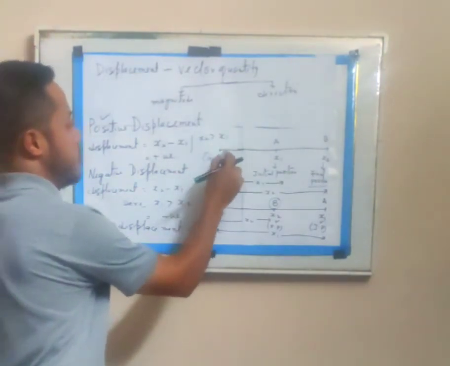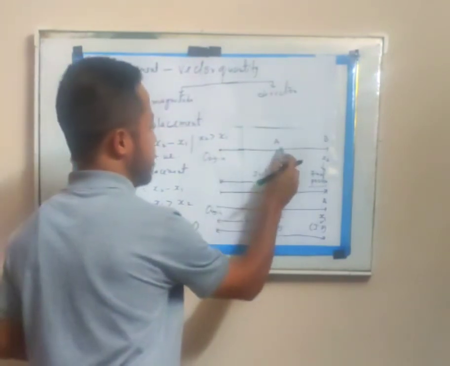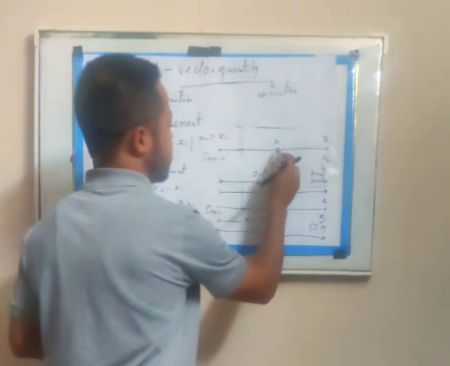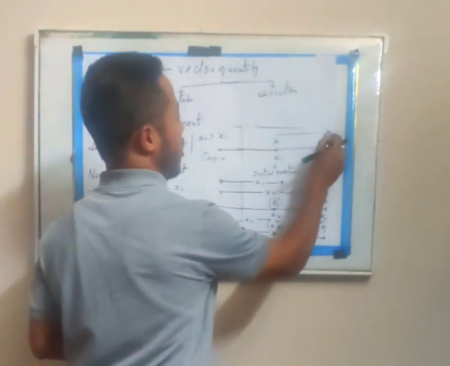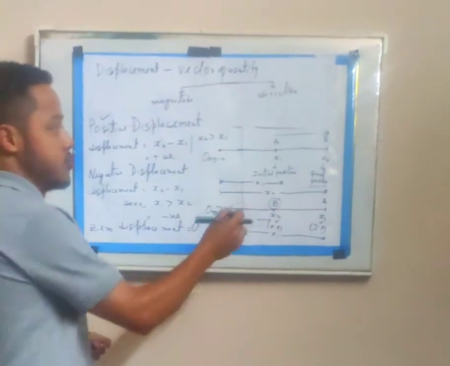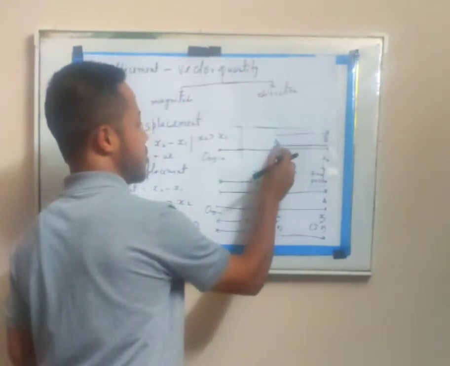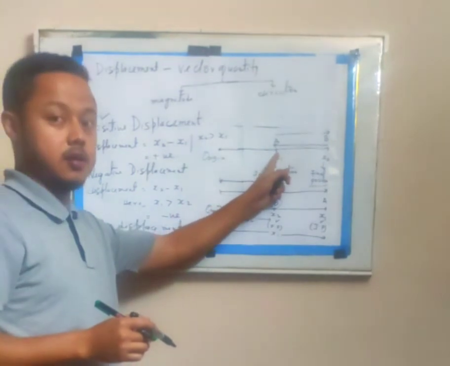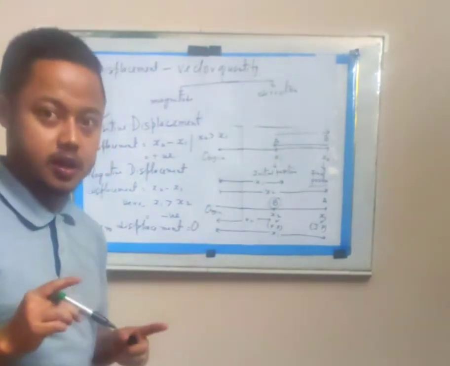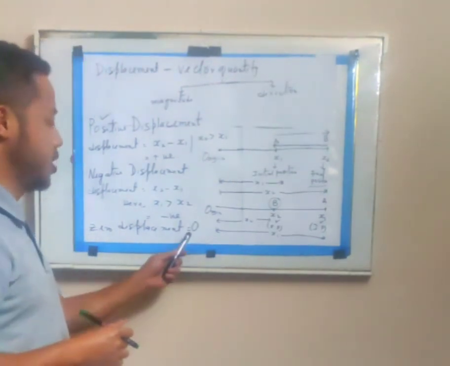Now let us look at this diagram again. Let's say this is the origin, this is A, this is B. Now imagine a person is moving from A to B. So the position will change now from x1 to x2. Again, if the person now moves from B to A in a straight line, he will reach the same position, that is at A. So will there be a change in the position? The answer is no. So if there is no change in the position, the displacement will be zero.